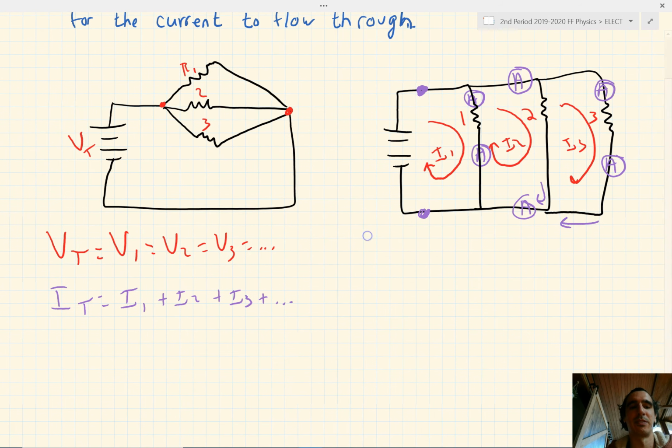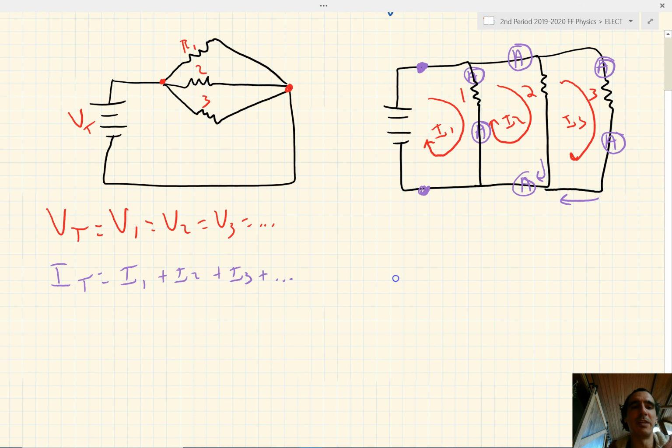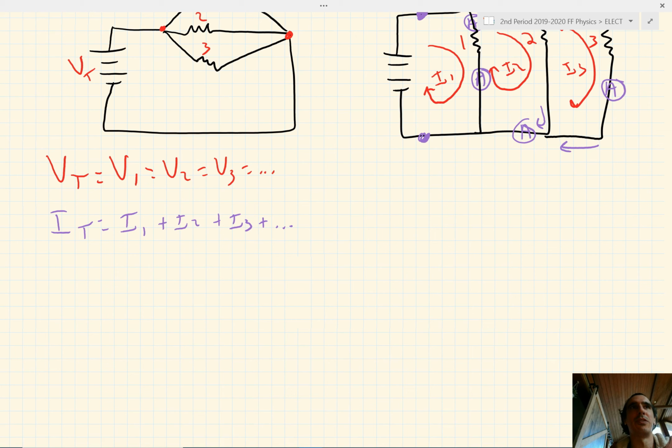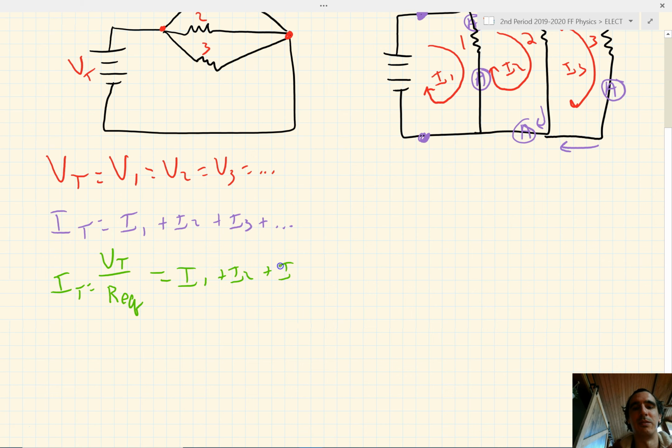Now what we last want to figure out is how to calculate the equivalent resistance of a parallel circuit. What we're going to do to calculate the equivalent resistance is utilize Ohm's law. And if we look at the total current, that would be the total potential difference over the equivalent resistance. And we know that the potential difference is the same across each resistor, and the currents add up. So we can also say V total over Req is I1 plus I2 plus I3.